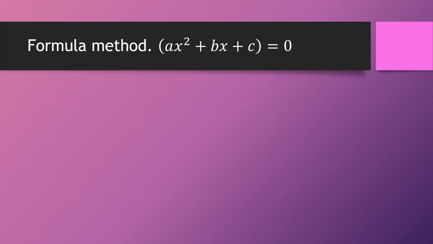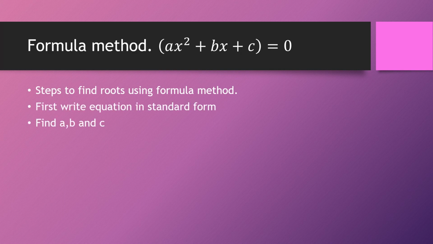Now there is also one easiest method called the formula method. I'll just introduce it over here. We'll discuss the sums in the next class. So see how to use the formula method. The very first thing is to write the equation in standard form. Standard form means in this format I have to write the equation. Then I'll find what a, b and c are.